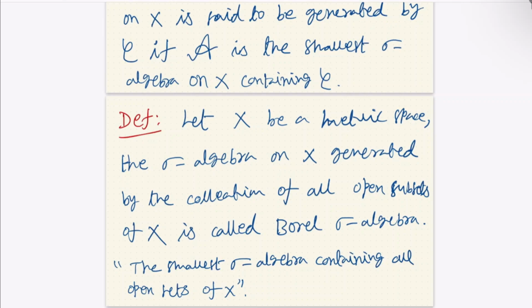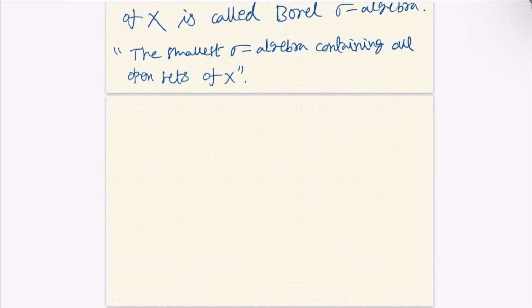Now let us see some characterizations of the Borel sigma algebra, especially in R^d. I just wanted to give some collections. I'll write C1 equal to the collection of A subset of R^d such that A is closed.